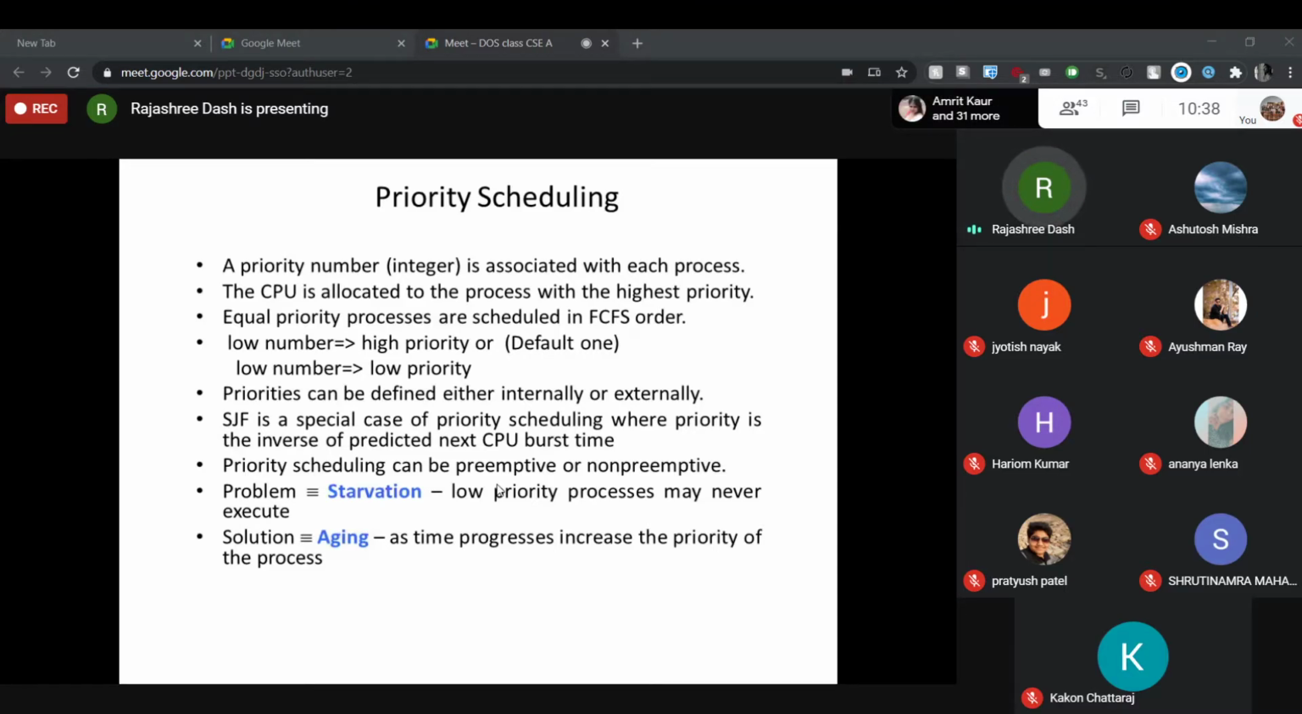Though the low priority process has entered into the system from the very beginning, there may be a situation that due to the arrival of a number of other high priority processes, it is prevented from getting the CPU. Okay, the low priority process may never execute. It may not be able to get the CPU. So it is in the state of waiting indefinitely. So that is known as starvation.